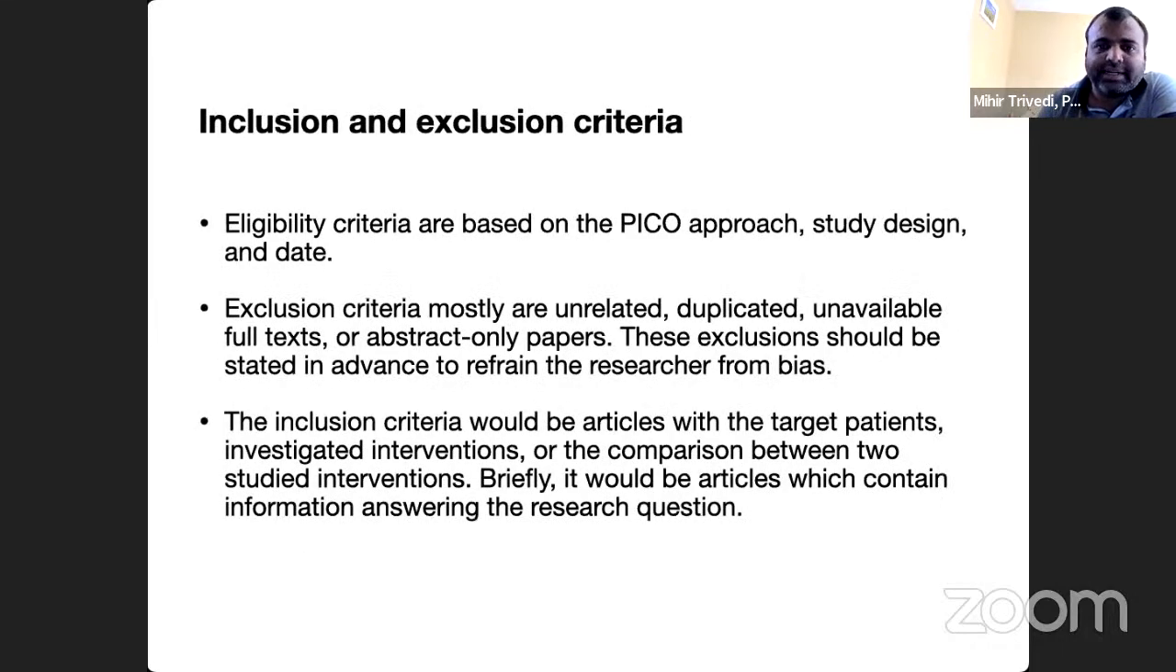Inclusion and exclusion criteria. Eligibility criteria are based on the PICO approach, study design, and date. Exclusion criteria mostly are unrelated, duplicated, unavailable full text, or abstract-only papers. This exclusion should be stated in advance to refrain the researcher from bias. The inclusion criteria would be articles with the target patient, investigated interventions, or the comparison between two studied interventions. Briefly, it would be articles which contain information answering the research question.